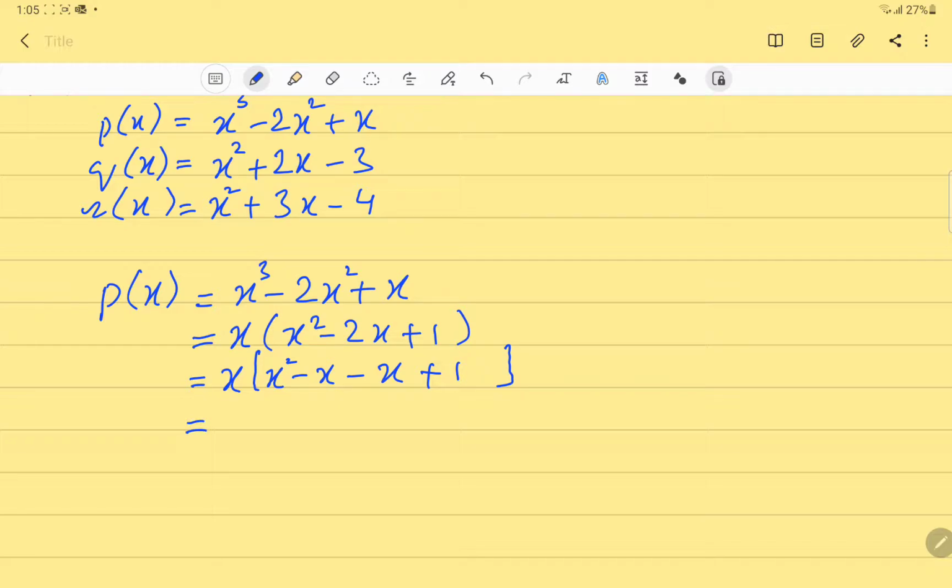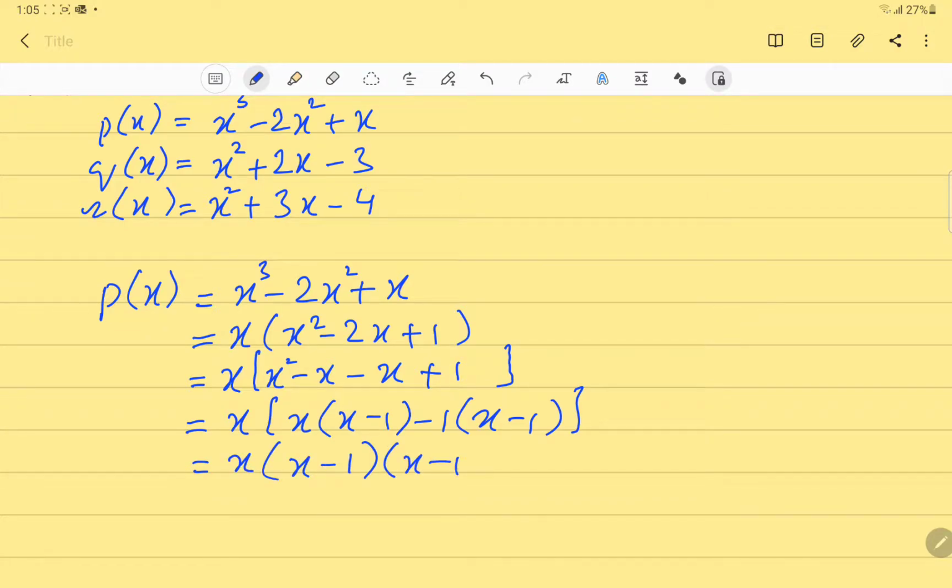Now we will take common. In the first two terms x is common. In the second two terms minus 1 is common. So we have x into x minus 1, and again x minus 1.